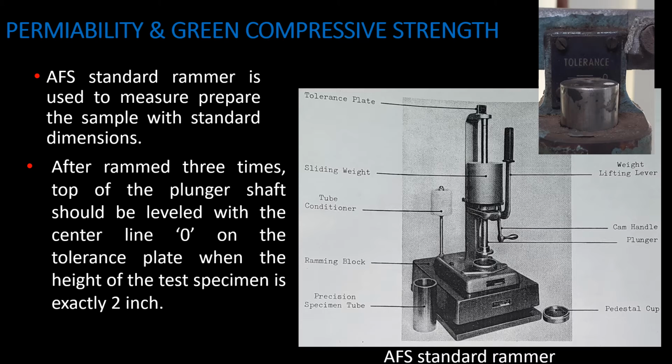First, measure 165 grams of sand from one sample. Incorporate the sand into the specimen tube. Then ram 3 times using this. After ramming 3 times, the top of the plunger shaft should be leveled with the center line on the tolerance plate when the height of the test specimen is exactly 2 inch. If not, you should repeat this by increasing or decreasing the weight until the plunger shaft is level with the center line on the tolerance plate.